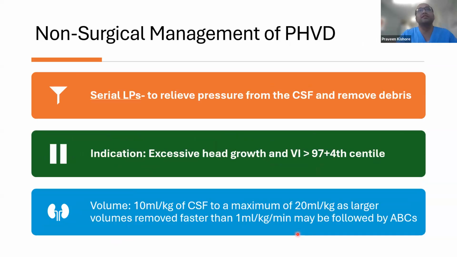Then going to non-surgical management. There are serial LPs that you can do, and they relieve the pressure from the CSF and remove debris. I am interested to know what is your practice, because I'm sure you might be coming across some IVH and some PHVD because of it. Any experiences of serial LPs, how helpful they are, how easy they are to perform?